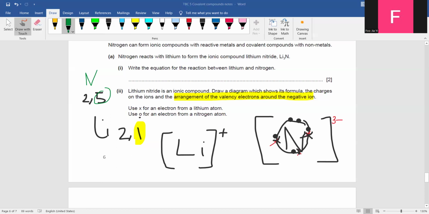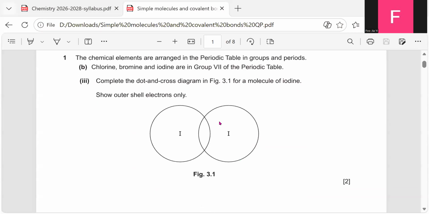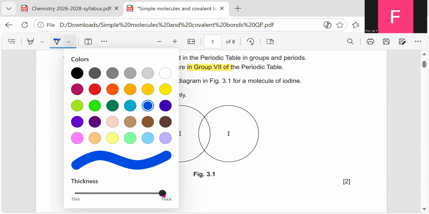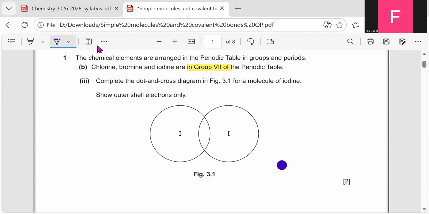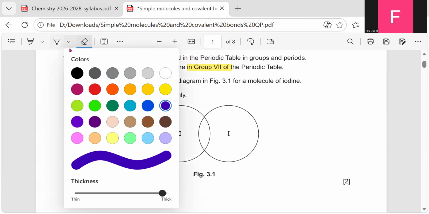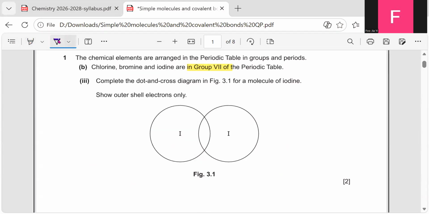For this one, all you need to know is they are in group 7. If they are in group 7, how many valence electrons do they have? 7, right or not? So all you need to know is it has 7 valence electrons. You don't need to worry about anything else. So because it has 7 valence electrons, how many to achieve a full outer shell? 1 pair. So 1, 2, 3, 4, 5, 6, 7.